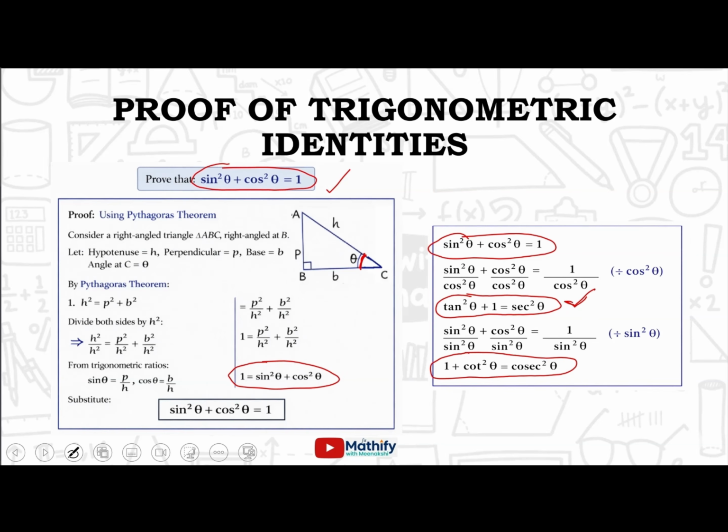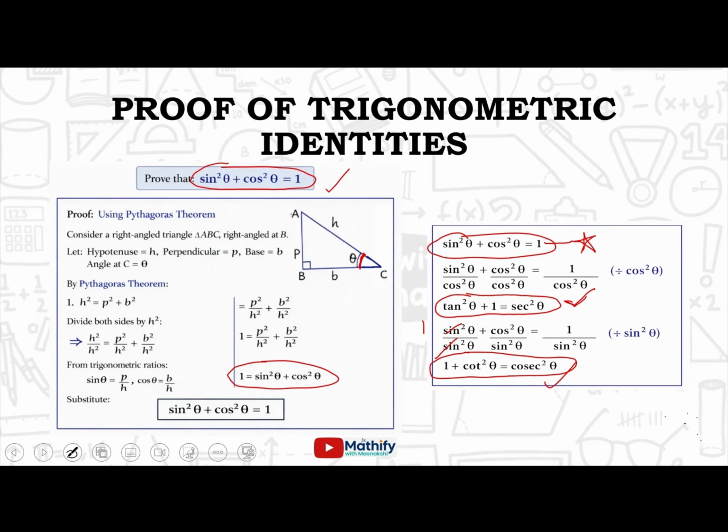Let's prove the third identity. For the third identity, again you will prove the first identity first, this one. Now you will divide both the sides by sine square theta. That means sine square theta by sine square theta plus cos square theta by sine square theta equal to 1 by sine square theta. Now sine square theta by sine square theta will become 1. Cos square theta by sine square theta will give you cot square theta, and 1 over sine square theta will give you cosec square theta. So you have to see the proof of these three identities as it can come in your exam.